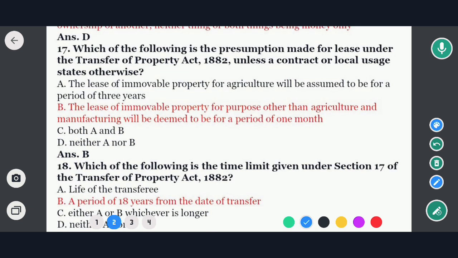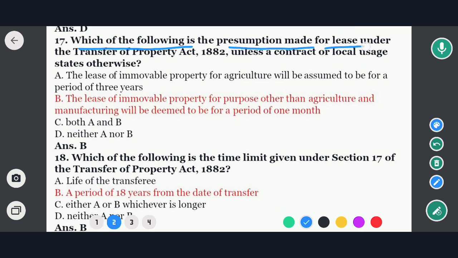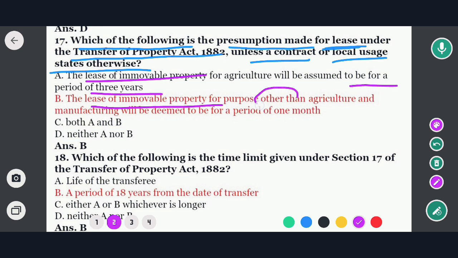So the first question is, which of the following is the presumption made for lease under the Transfer of Property Act 1882, unless a contract or local usage states otherwise. Options are: the lease of immovable property for agriculture will be assumed to be for a period of 3 years. Second option: the lease of immovable property for the purpose other than agriculture and manufacturing will be deemed to be for a period of 1 month. Next option is both A and B, and the last option is neither A nor B.